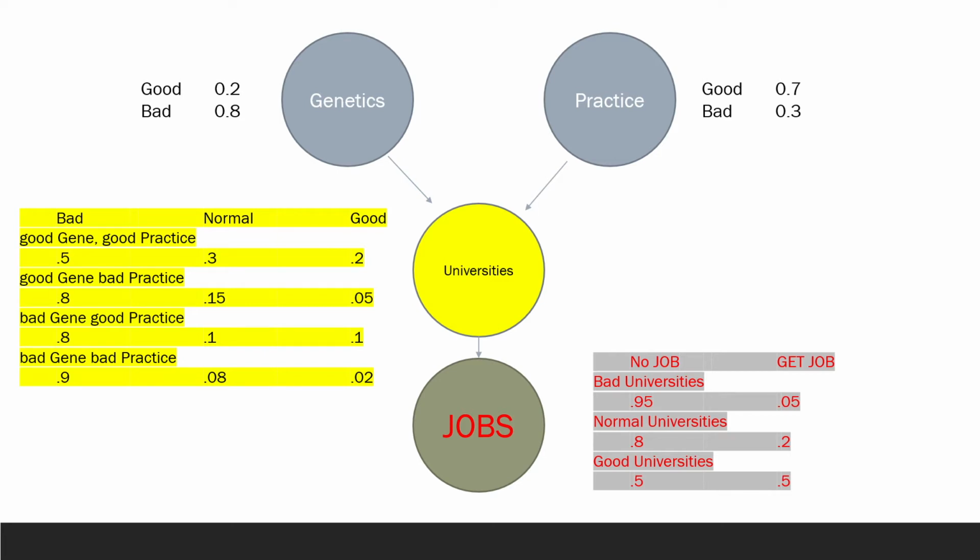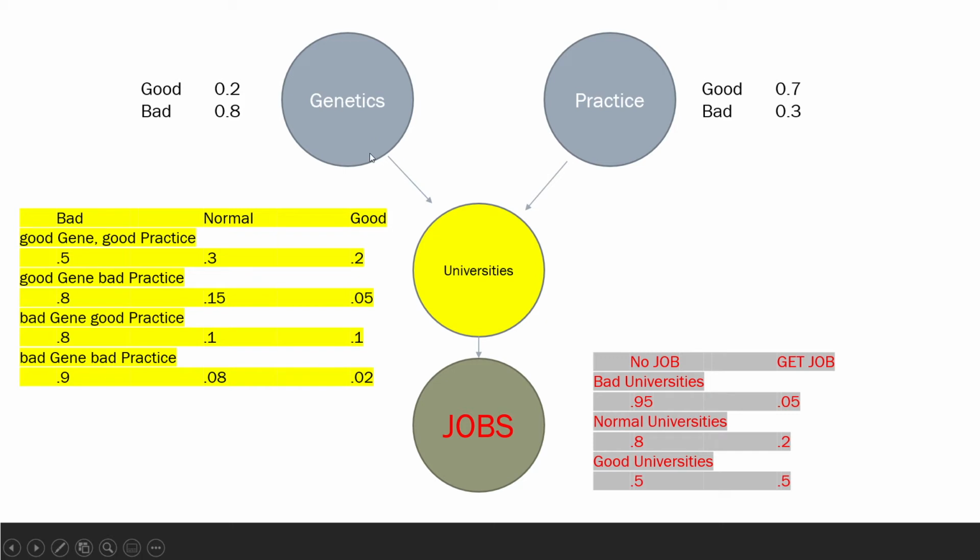We will call this model the job model. It explains how we can get a job, starting from before we get into the university. As you can see, we have the genetic node and the practice node on the first level, the university level on the second level, and the jobs on the last level. Okay, we will go to the genetic.